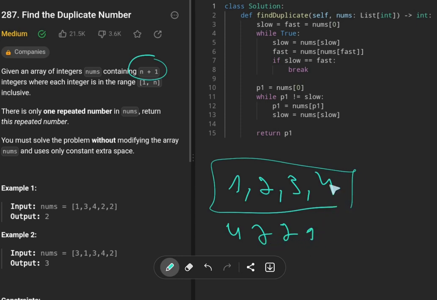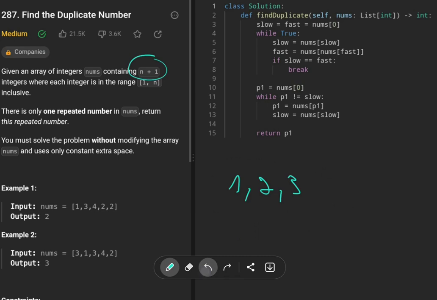So why is this problem unfair? It is unfair because we need to know about the Floyd algorithm. In addition, we need to identify that we are talking here about a linked list. So what does it mean that we are talking here about a linked list? If we have this, then the way to solve it would be first to represent it with a linked list.